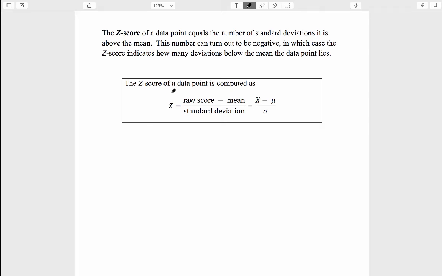This number can be negative, in which case the z-score indicates how many standard deviations below the mean the data point lies. Our definition of z-score is that the z-score of a data point is computed as raw score minus the mean divided by the standard deviation. We've actually done this already in an earlier example. For example, test score minus the class average divided by the standard deviation. This numerator, test score minus the average, tells you how many points above the mean the student scored. To convert from points to standard deviations, we need to know how many times sigma goes into that number of points. We have to divide by sigma.